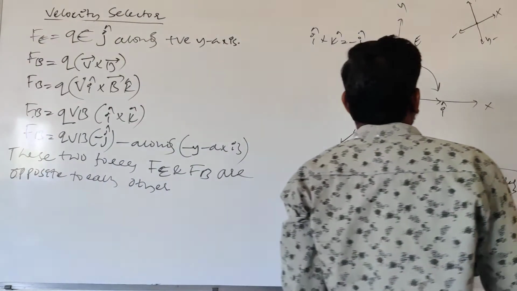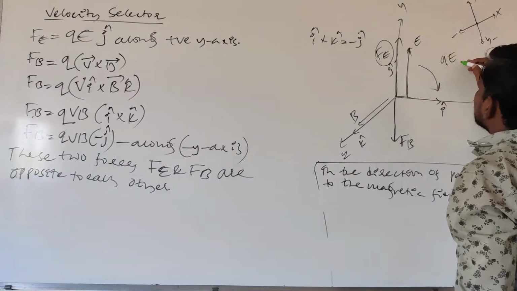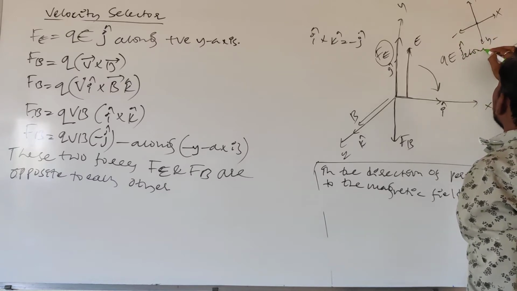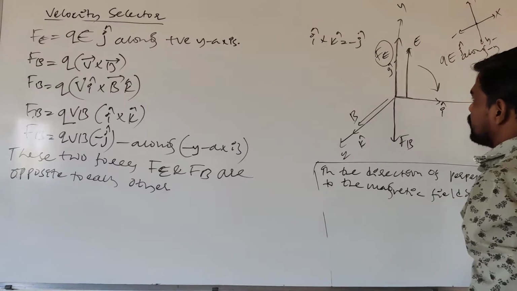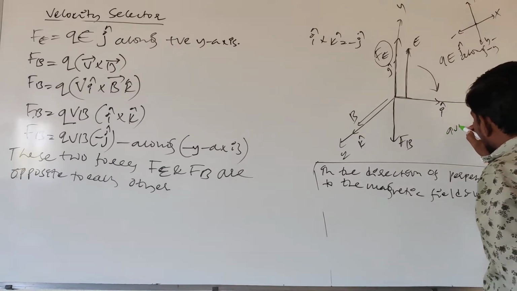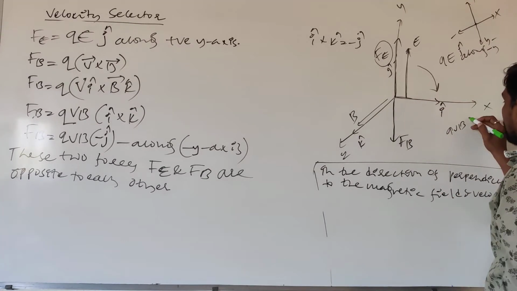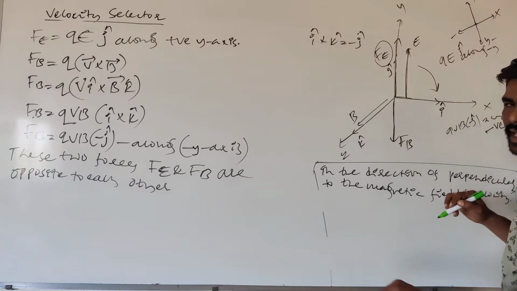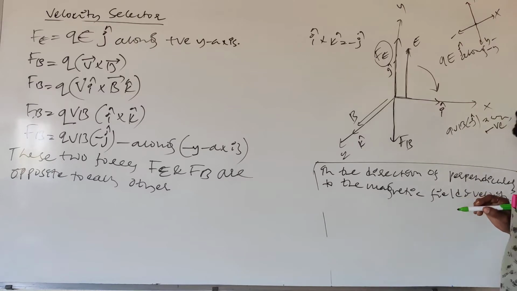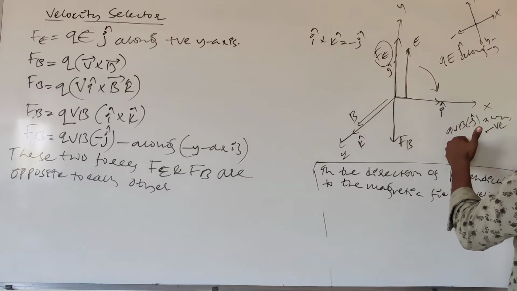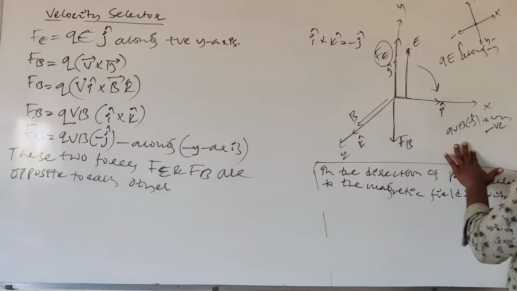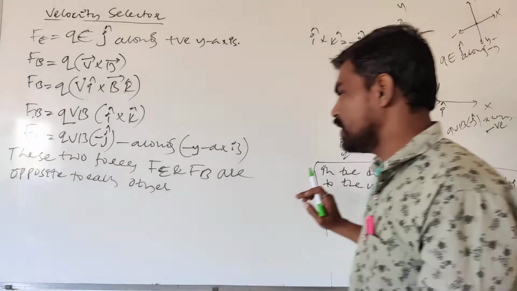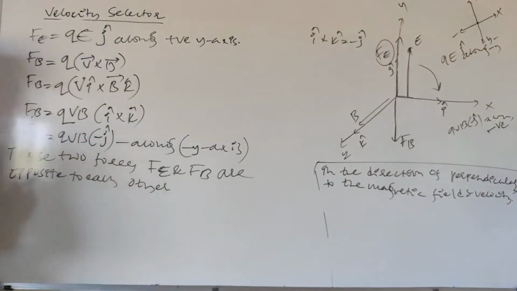Yes, look here. We have QE, which is plus J cap, along the positive y-axis. Here QVB is minus J cap, along the minus y-axis. So they are equal and opposite. We can say the two forces are opposite to each other.